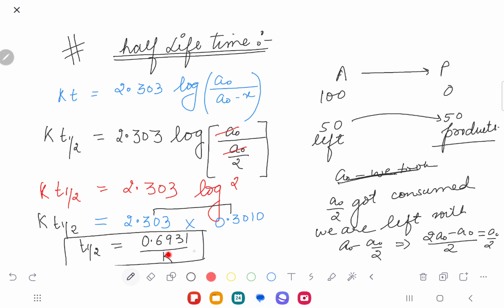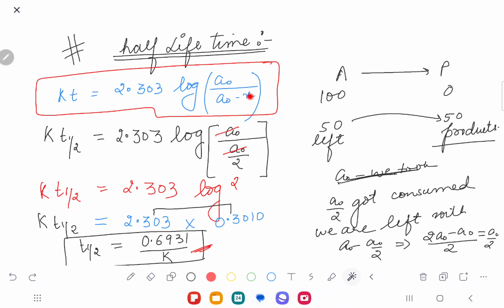That is t half. What exactly does that mean? For the first order reaction, my main equation is this, and t half is going to be 0.6931 over k. Are you understanding the concept? Yes, ma'am.